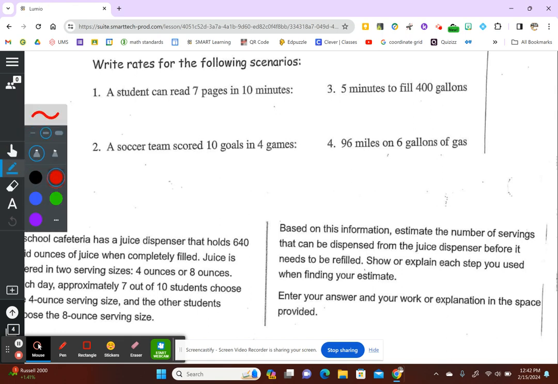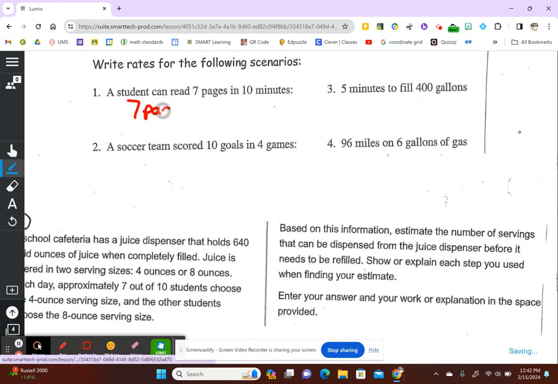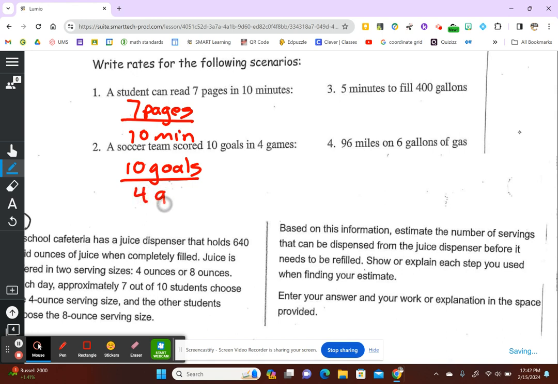So to write this as a unit rate, I just write 7 pages over 10 minutes. And a soccer team scored 10 goals in 4 games. So I'd write 10 goals over 4 games. But in this case, I have to simplify because they can both be divided by 2. So I should write it as 5 goals over 2 games.